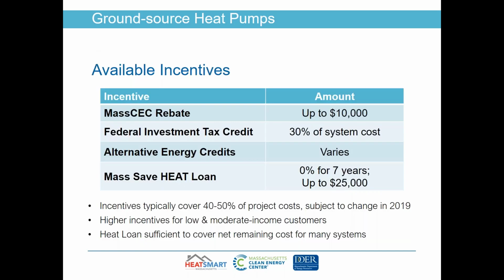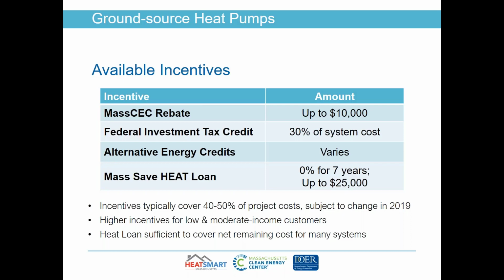Now, getting to the incentives, the Mass Save rebate is currently up to $10,000. On top of that, there is a federal tax credit that covers 30% of the system costs. And then the alternative energy credits. We do see that most of the systems coming in now are eligible for the alternative energy credits because ground source is typically a whole home heating and cooling system. And then again, the Mass Save HEAT Loan is applicable: 7 years, 0% financing, up to $25,000.